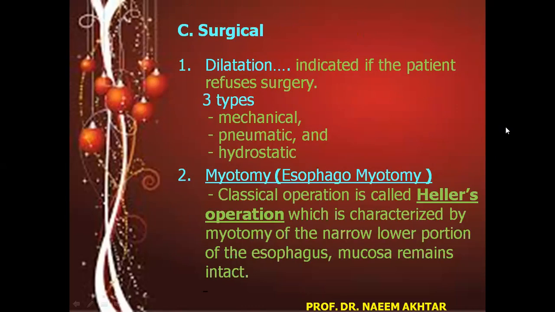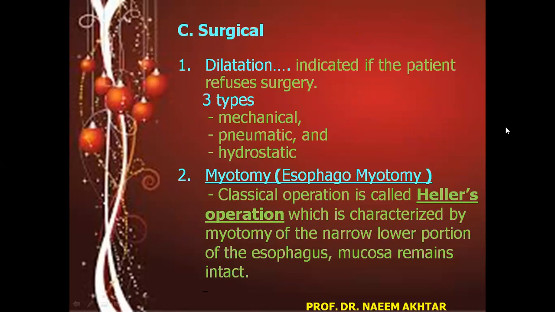The third type of treatment is the surgical treatment. Surgical treatment includes dilatation and, second, myotomy. Dilatation is indicated if the patient refuses surgery. It can be one of these three types: it may be mechanical dilatation, pneumatic, or hydrostatic dilatation.